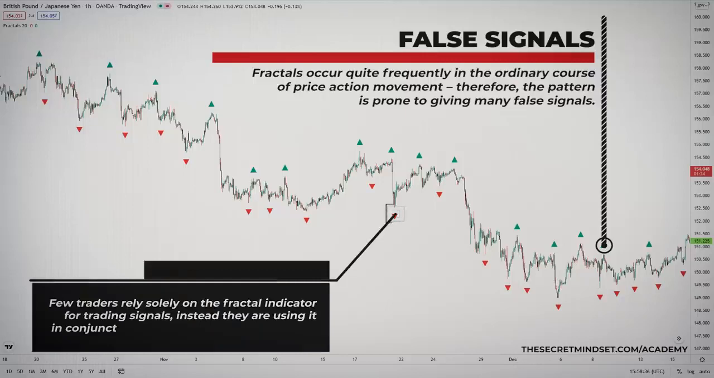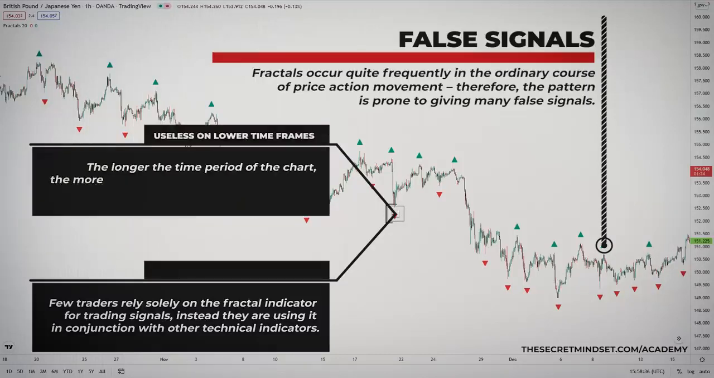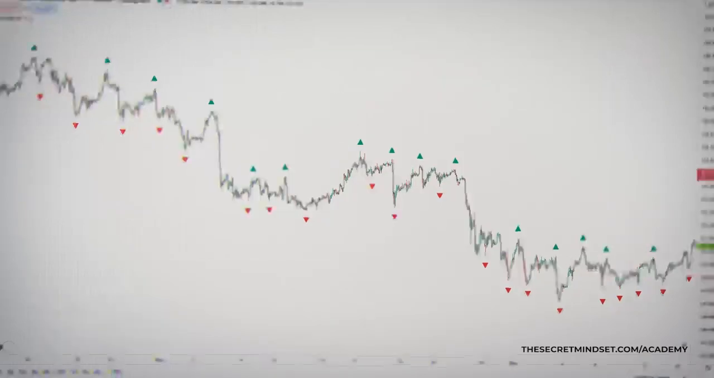That's why few traders rely only on the fractal indicator for trading signals. Instead, they are using it in conjunction with other technical indicators. And remember, the longer the time period on the chart, the more reliable the pattern. So look for fractals on the hourly, 4-hour, and the daily timeframes.